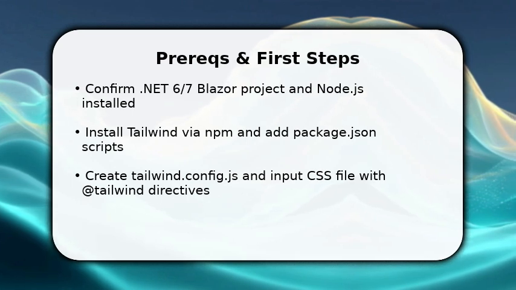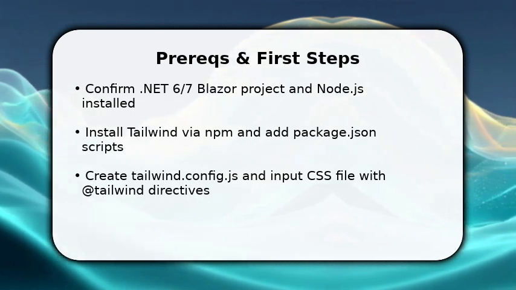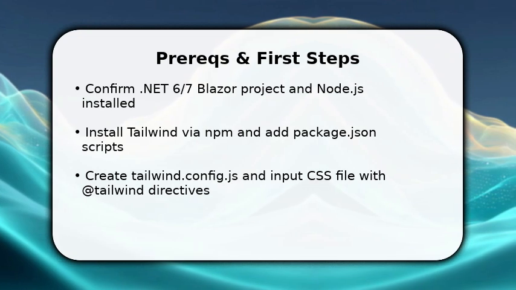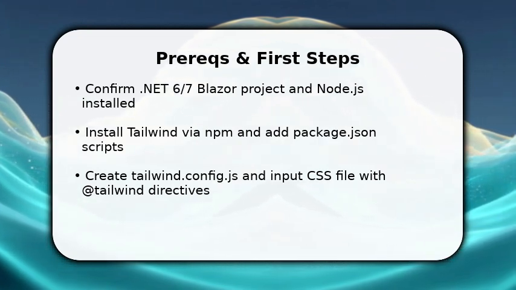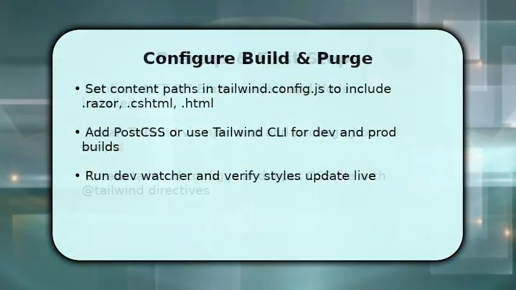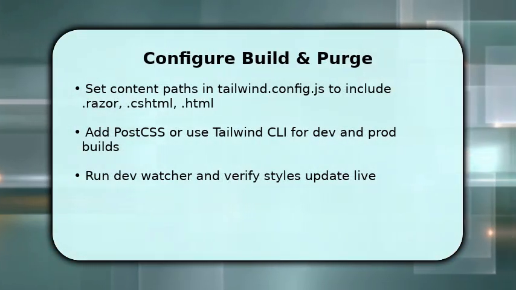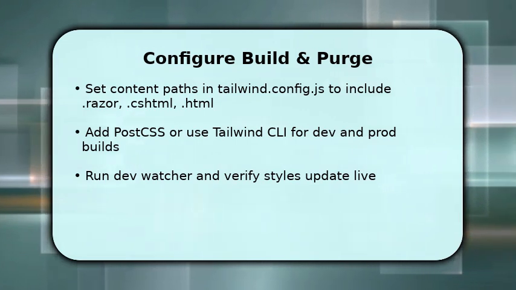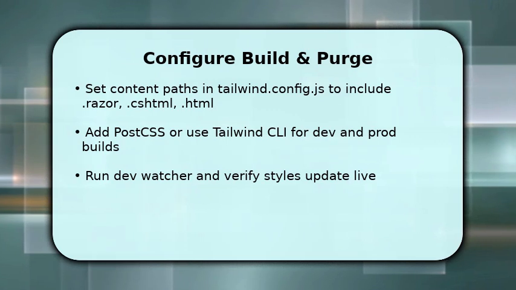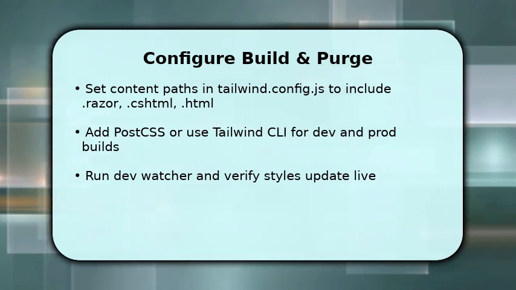Then integrate the generated CSS into your Blazor project by referencing the compiled CSS in index.html or _Host.cshtml, so the app loads it. Continue by configuring Tailwind's content/purge setting to scan .razor, .cshtml, .html, and component folders so unused CSS is removed in production.